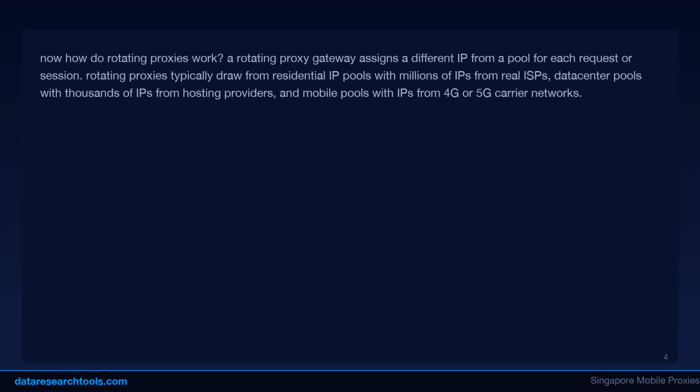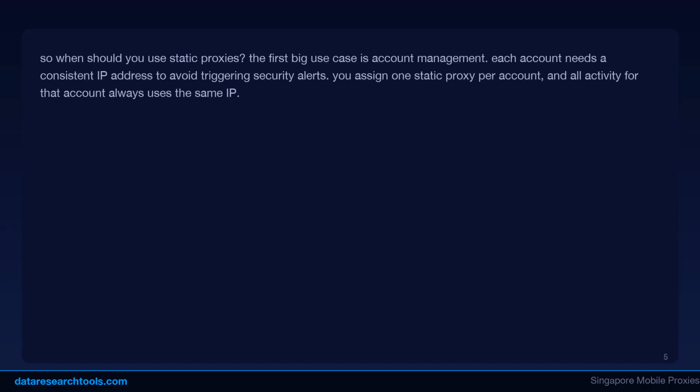Now, how do rotating proxies work? A rotating proxy gateway assigns a different IP from a pool for each request or session. Rotating proxies typically draw from residential IP pools with millions of IPs from real ISPs, data center pools with thousands of IPs from hosting providers, and mobile pools with IPs from 4G or 5G carrier networks.